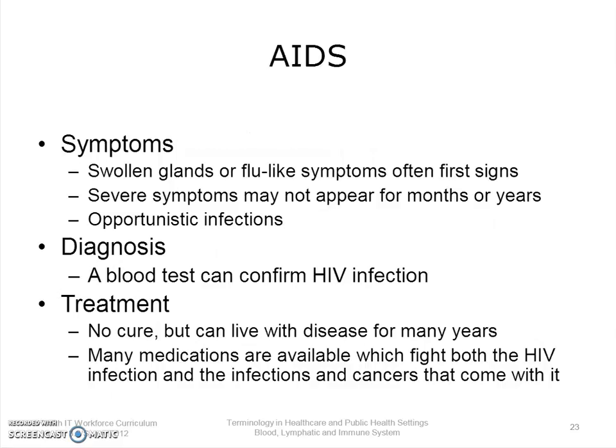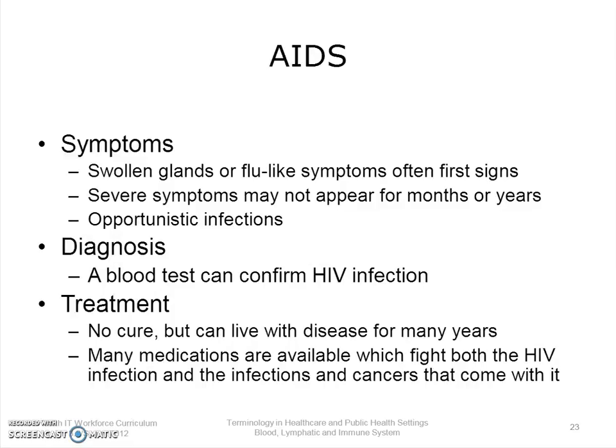The first signs of HIV infection may be swollen glands and flu-like symptoms. These may come and go a month or two after infection. Severe symptoms may not appear until months or years later. By the time AIDS develops, the immune system is severely damaged, making the patient susceptible to opportunistic infection, diseases that wouldn't normally trouble a person with a healthy immune system.